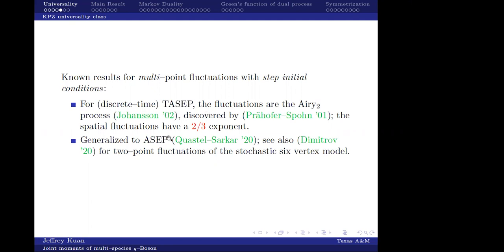And generalizing to ASEP, where you don't have determinantal formulas, is a lot harder. So it took almost 20 years. And it was only last year that Germain Cassell and Sourav Sarkar proved multipoint fluctuations for ASEP. And they actually did this for general initial conditions. And the only other result for multipoint fluctuations that I know of for a non-determinantal process is by Evgeni Dimitrov. He looked at the stochastic six vertex model and proved two-point fluctuations.